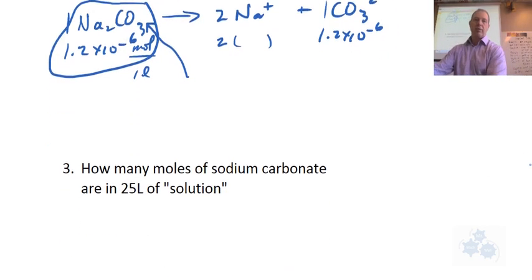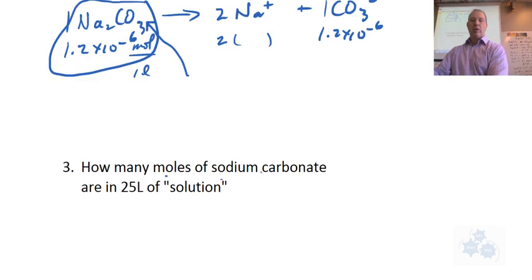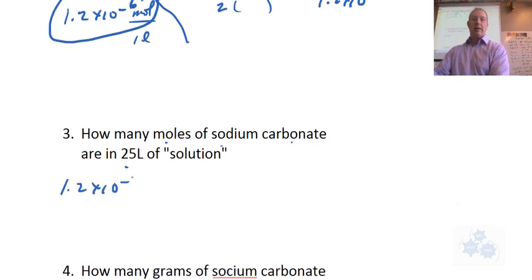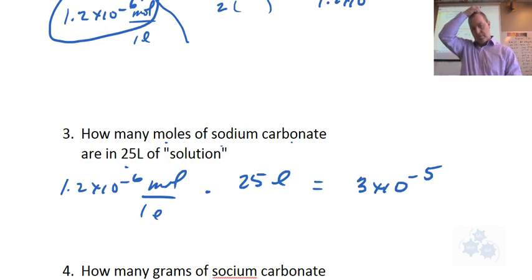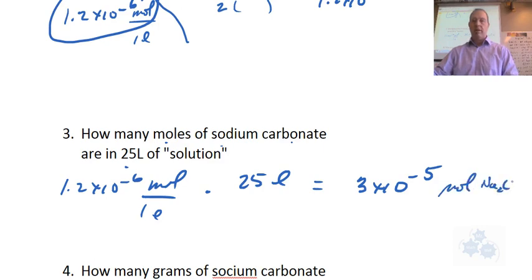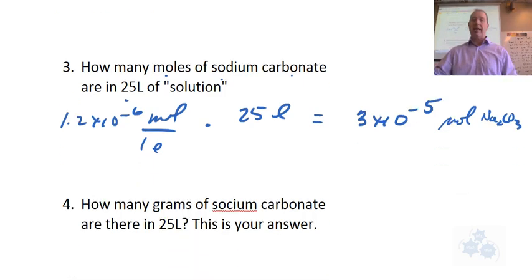So the next step here, once we've got that number, is how many moles of sodium carbonate are in 25 liters of solution. So this is this many moles in 1 liter. So let's take this and multiply it by 25. Moles in 1 liter times 25 liters. And so that number should be 3 times 10 to the negative 5. Does that look good? And that's going to be moles of Na2CO3. So now we're really close, right? That's how many moles we need exactly for this bathtub.